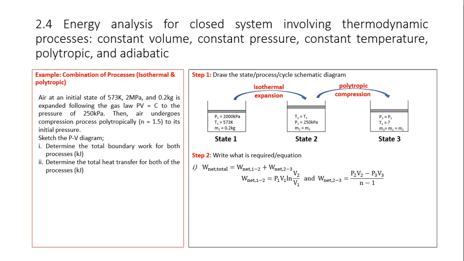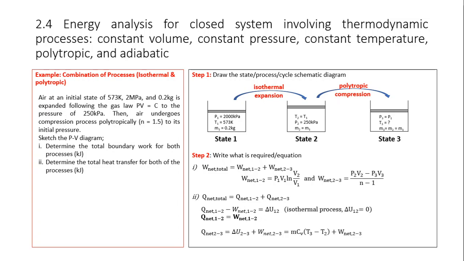For step 2, the total boundary work for both processes means that you calculate the boundary work individually for each process and then add them up to determine the total value. Also, for the total amount of heat transfer, calculate the heat transfer individually and then add them up to get the total heat transfer. So be careful with the states. State 1 to 2 is the first process, state 2 to 3 is the second process.